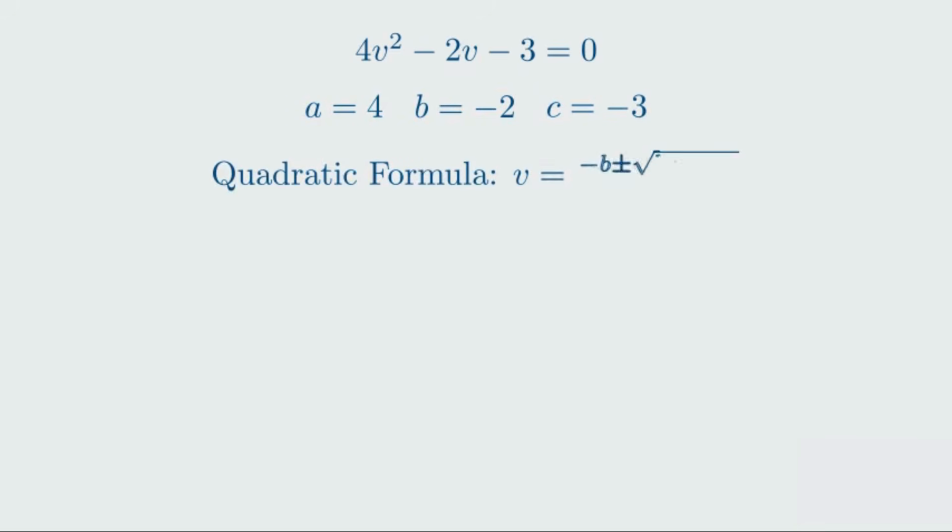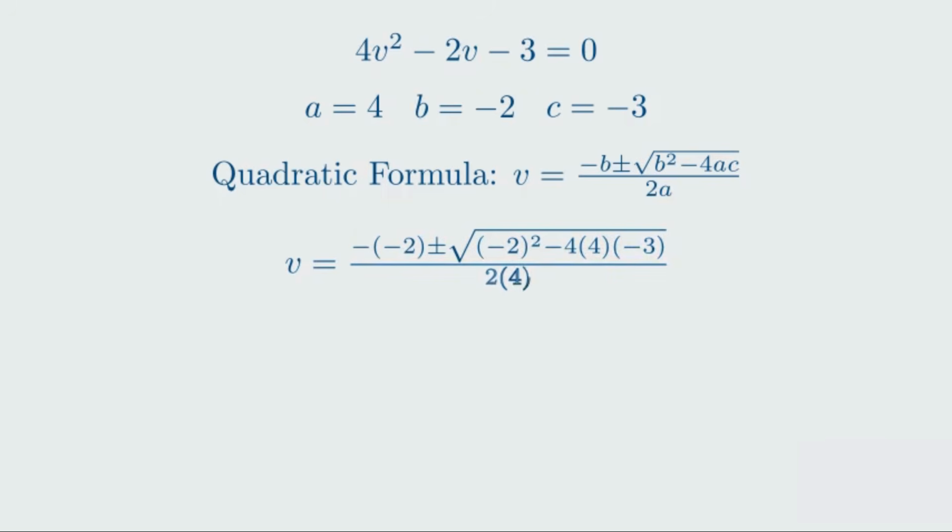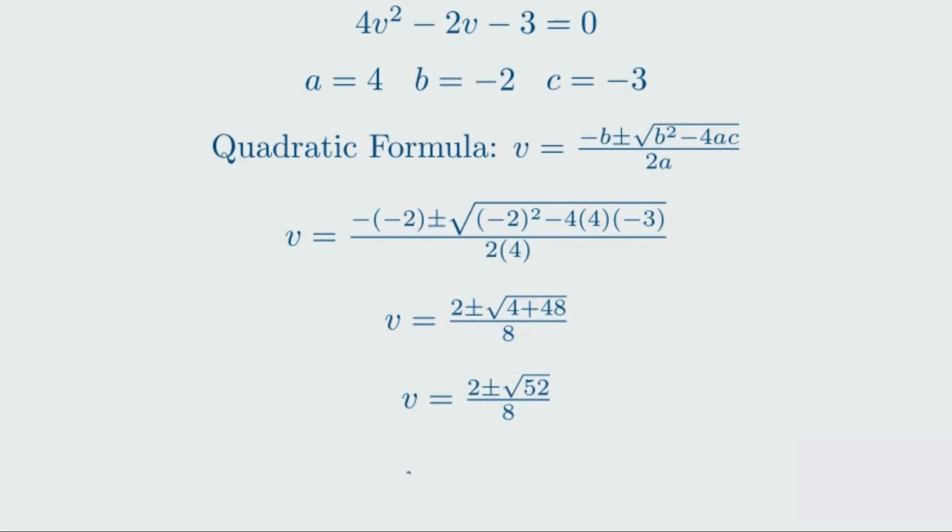Substituting these values into the formula, v equals 2 plus or minus the square root of negative 2 squared minus 4 times negative 3, all over 2 times 4. This simplifies to 2 plus or minus the square root of 4 plus 48, all over 8. We get 2 plus or minus the square root of 52 all over 8. The square root of 52 is the square root of 4 times 13, which is 2 times the square root of 13.